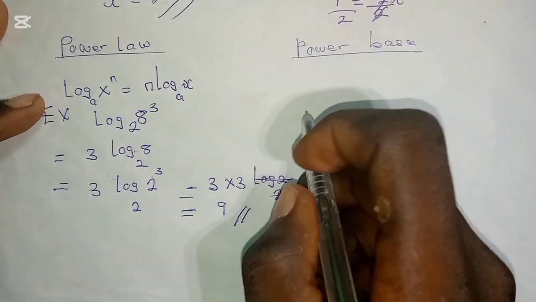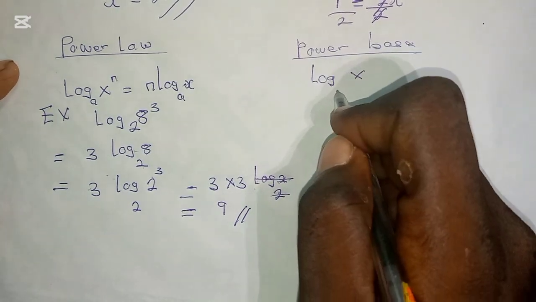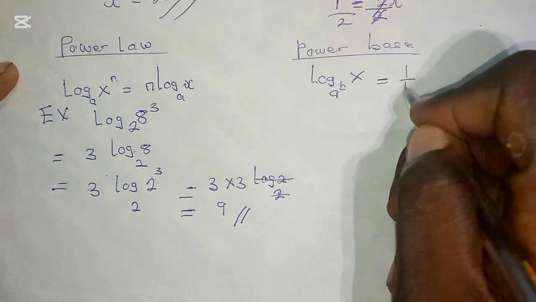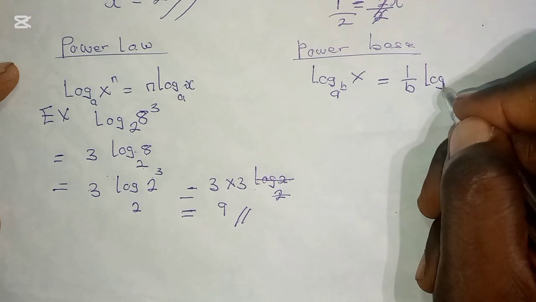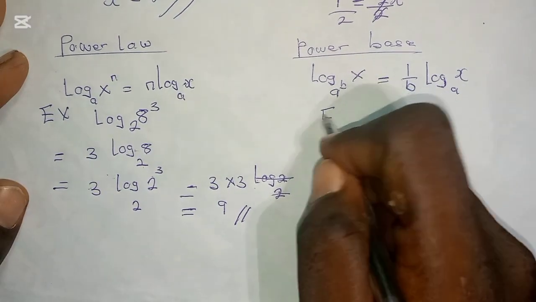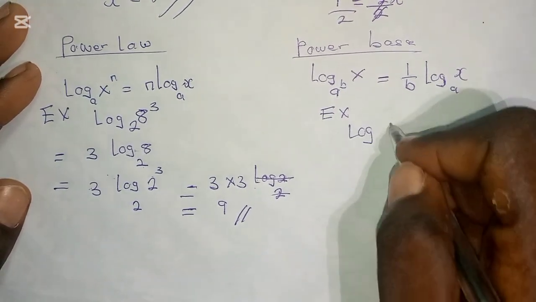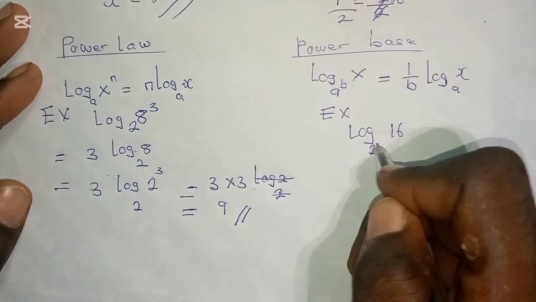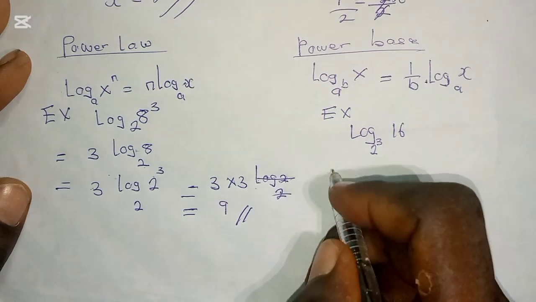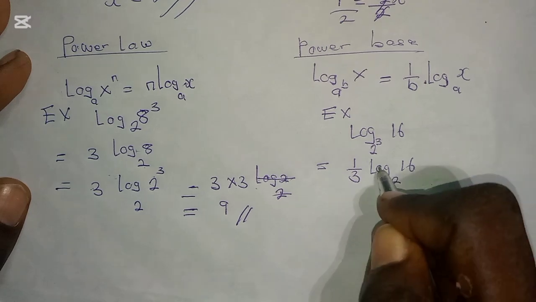So when the base is raised to a power, for instance, when you have log x and the base, which is a, is raised to the power of b, this is equal to 1 over b multiplied by log x base a. Now let's look at this question. Example: log 16 with the base 2 raised to the power of 3. How do you solve this kind of question? Using this property, we are going to have 1 over 3 log 16 with the base 2.